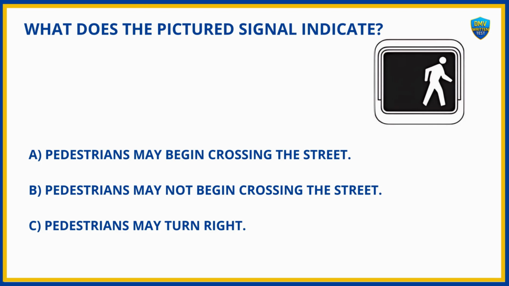What does the pictured signal indicate? A. Pedestrians may begin crossing the street. B. Pedestrians may not begin crossing the street. C. Pedestrians may turn right. And the answer is A. Pedestrians may begin crossing the street.